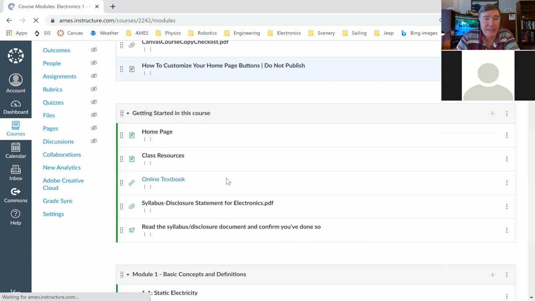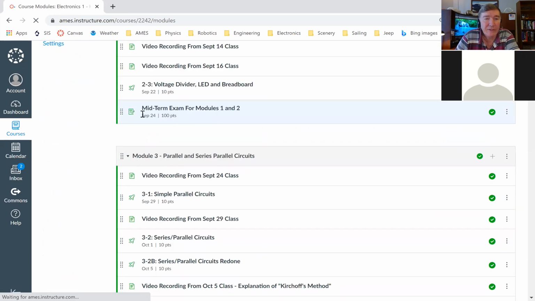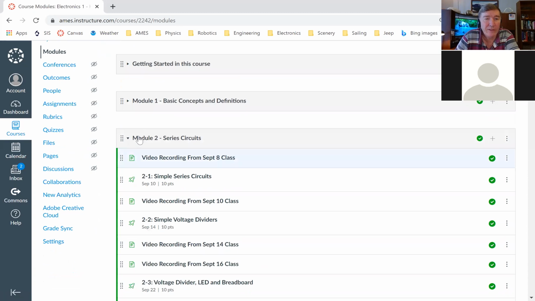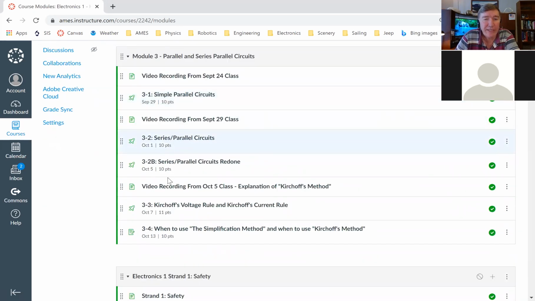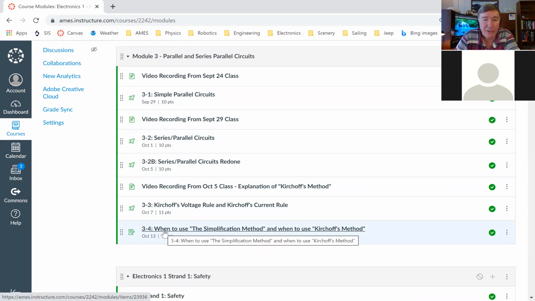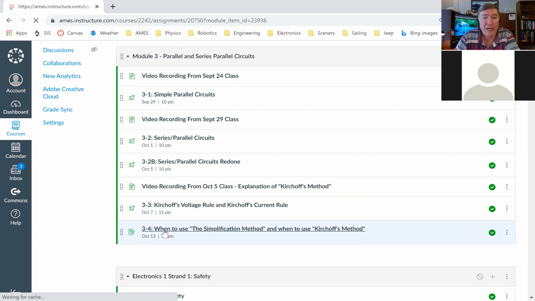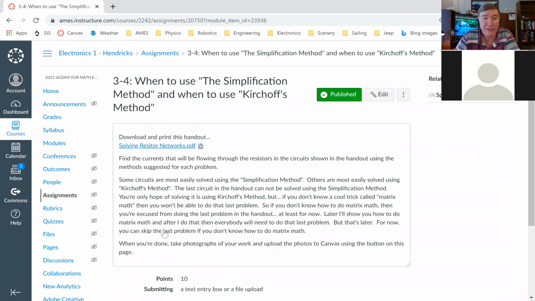Now, we don't need the getting started part and we don't need the module 2 part. Let's close those. Module 3, that's the one we're in right now. The one that we're going to start today is when to use the simplification method versus the Kirchhoff's method. Like I said, we're going to do some circuits both ways, and I'll let you guys decide which way you like better. If you want to, you're welcome to go into Canvas right now.